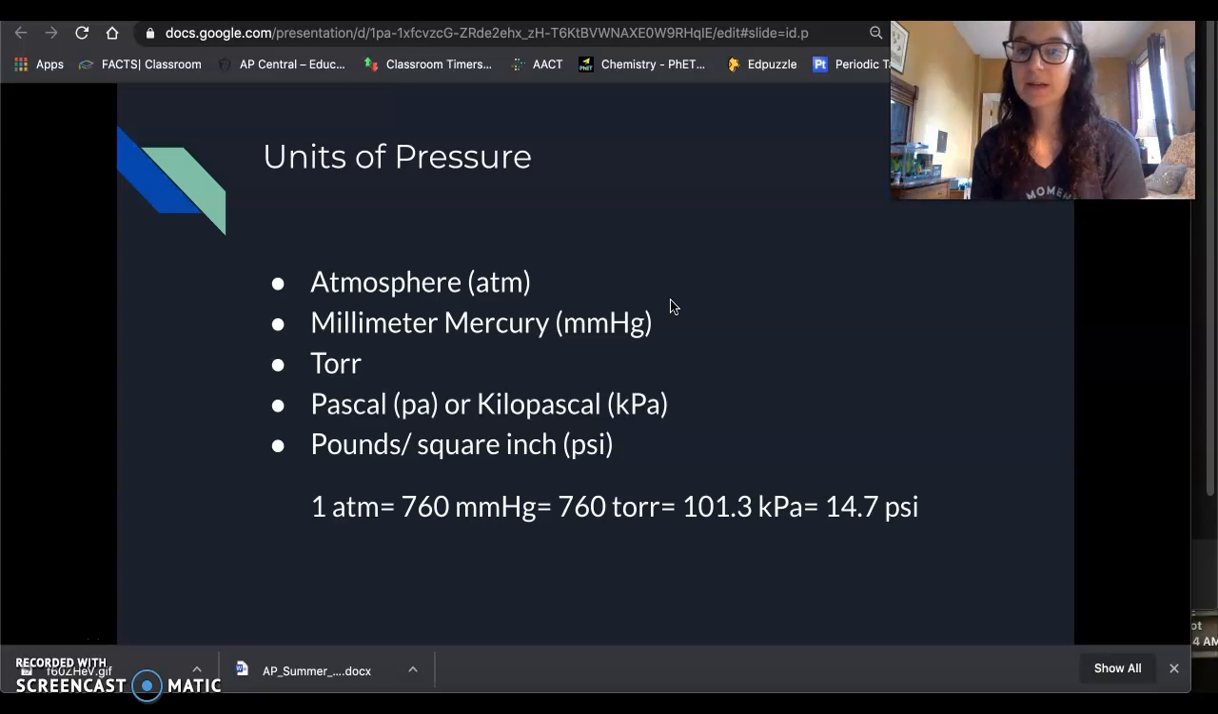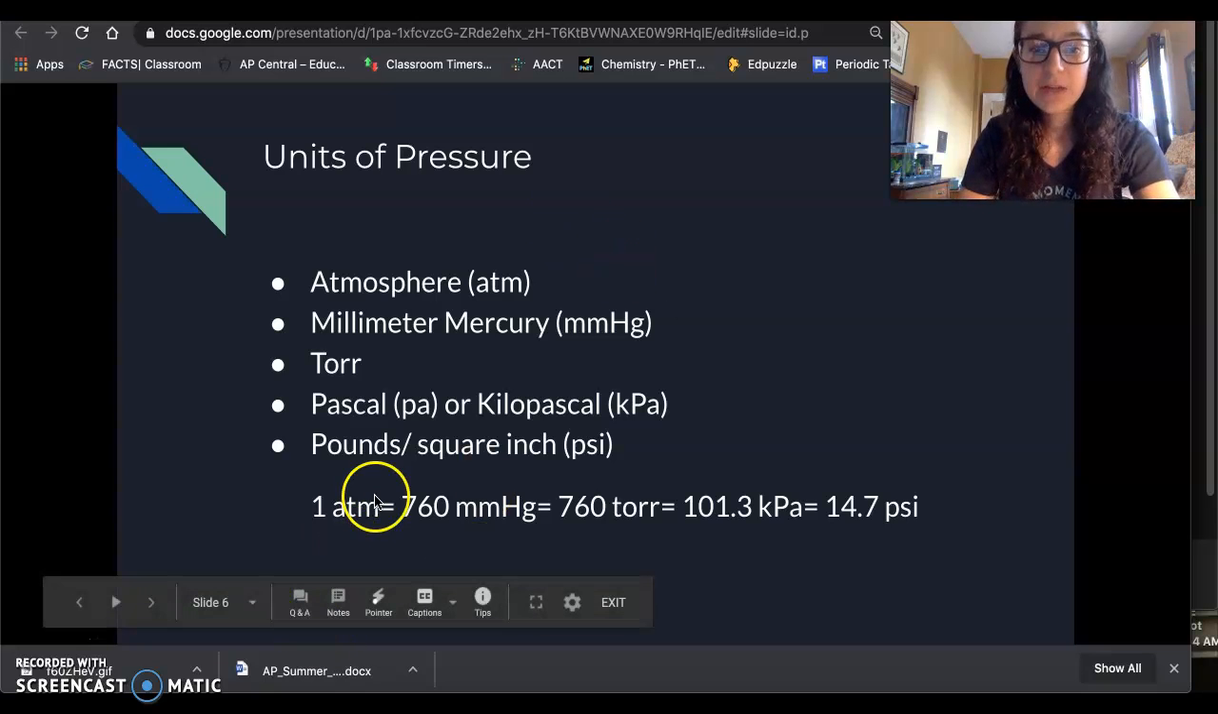And then there's Pascal or kilopascals typically. And then there's also pounds per square inch in the US. That's kind of like a US unit. So if you look in the information booklet they give you about your car, typically tire pressure is in PSI. So we can convert from one unit of pressure to another. Typically in AP Chem, you will see atmospheres or millimeters of mercury.